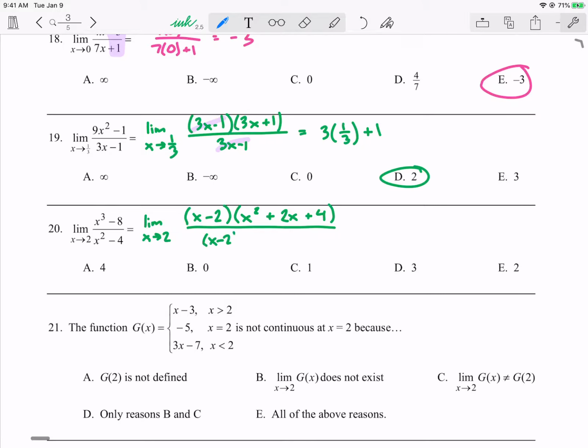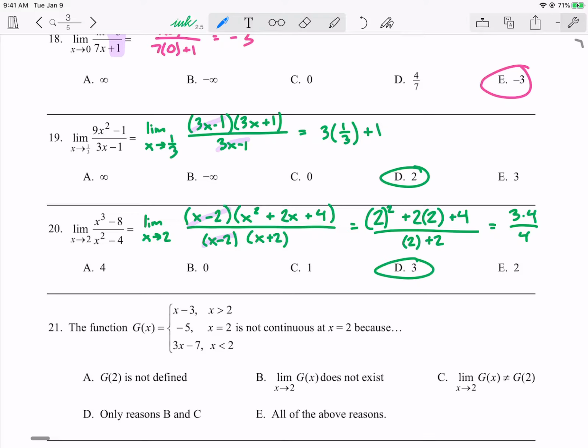Then the bottom is just x minus 2, x plus 2. My x minus 2's cancel. I'm going to plug in 2 now because I'm evaluating the limit with direct substitution. So I've got 2 squared, emphasizing with those parentheses because when these are negative values, that's when you start to make mistakes. So 2 squared plus 2 times 2 plus 4, those are all just a bunch of 4's being added together. So I'm going to write that as 3 times 4 over 4, which gives me a value of 3.